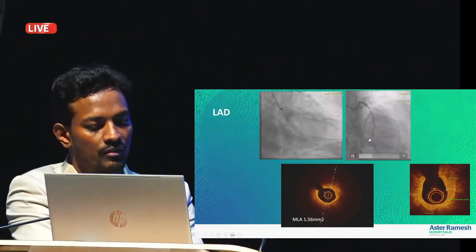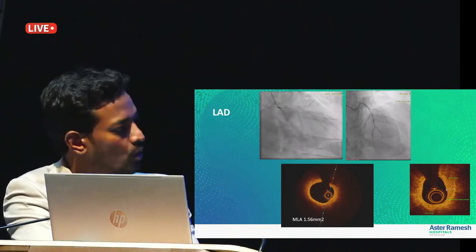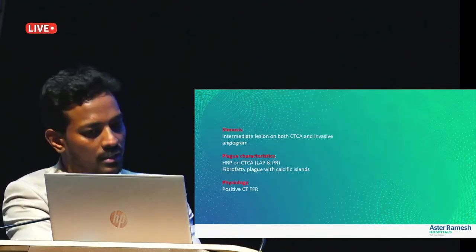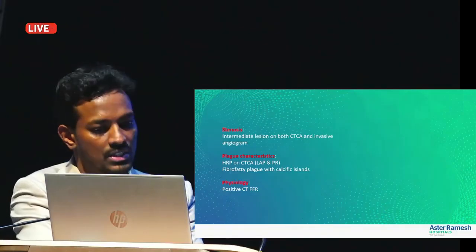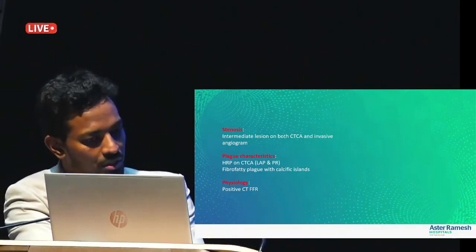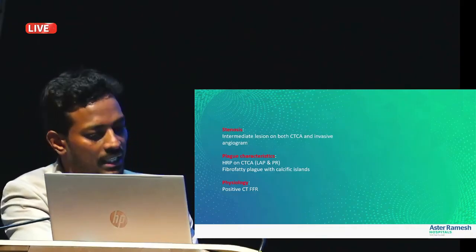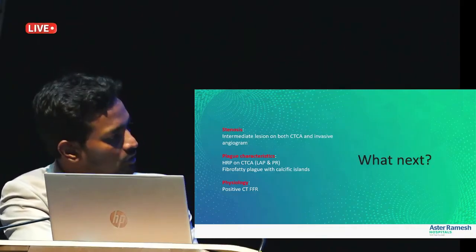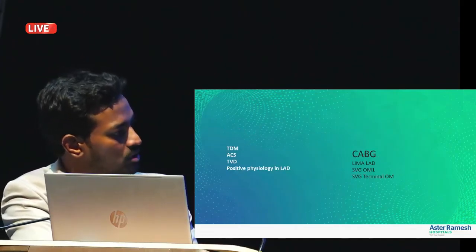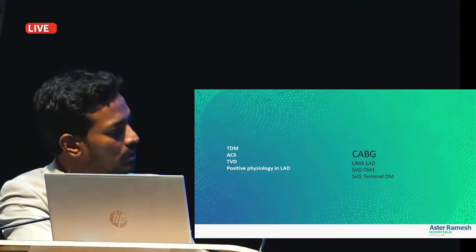So with this information, since the LAD was significant and 2 branches of OM as well as the LCX were significant, we had the intermediate lesion, which was confirmed on CT FFR to be positive, with high risk plaque characteristics and a fibrofatty plaque on OCT. We went ahead with CABG, since he was also diabetic with the major vessels involved, and he was given grafts to the LAD and the patient is doing good.